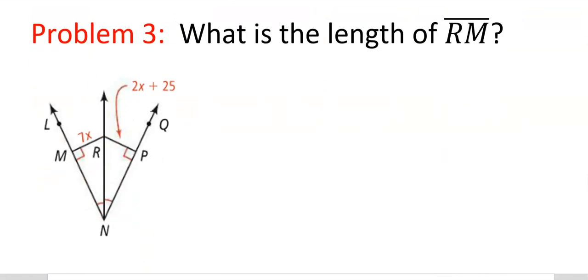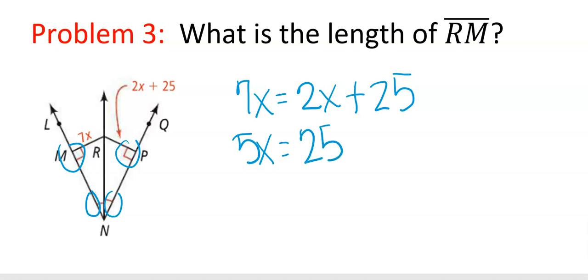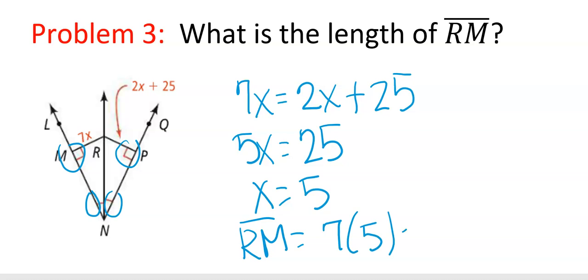Okay, so on this last one here, problem 3, what is the length of RM? They want the 7x side. So we have the right angles. We have that these two angles are the same. So 7x must equal 2x plus 25. We subtract 2x from both sides, and we get 5. But they also say what is RM. So we plug it in and get 35.